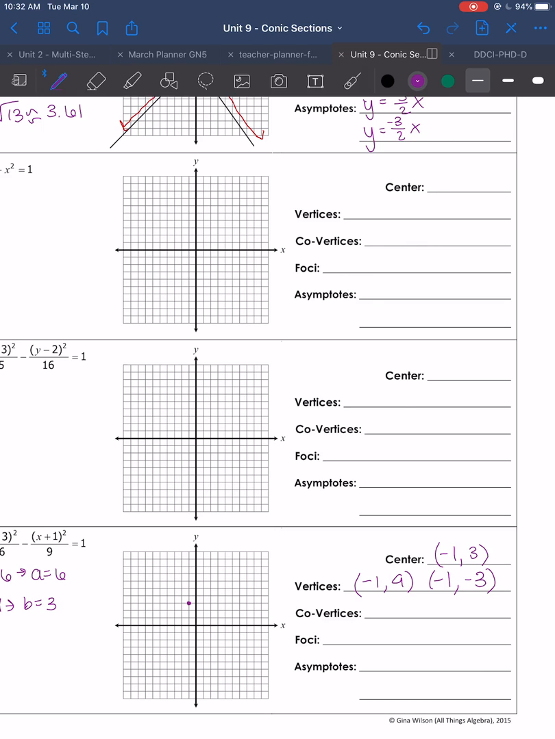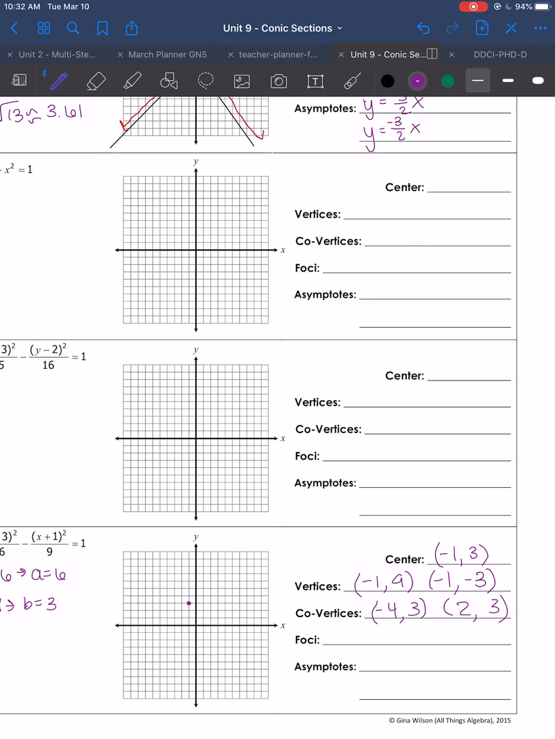And then for my co-vertices, the y-coordinate will stay the same, 3. And then add 3 to the x and you get 2, and then subtract 3 and you get -4. Those are my co-vertices.